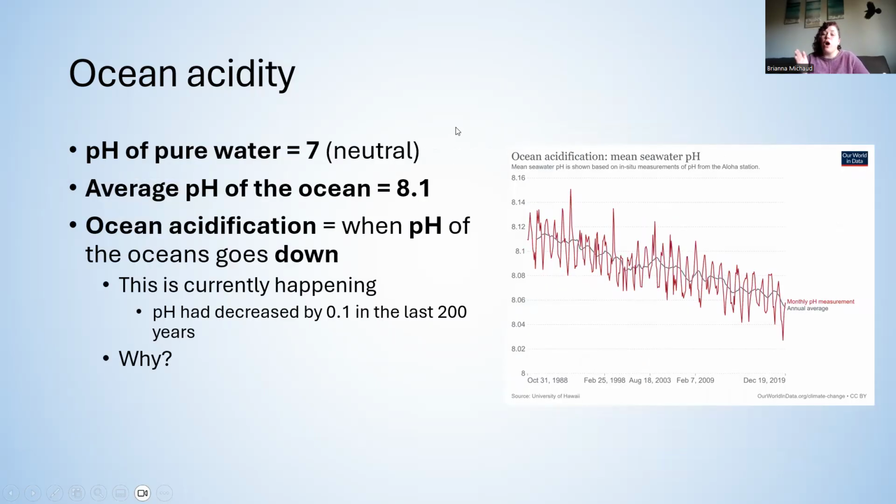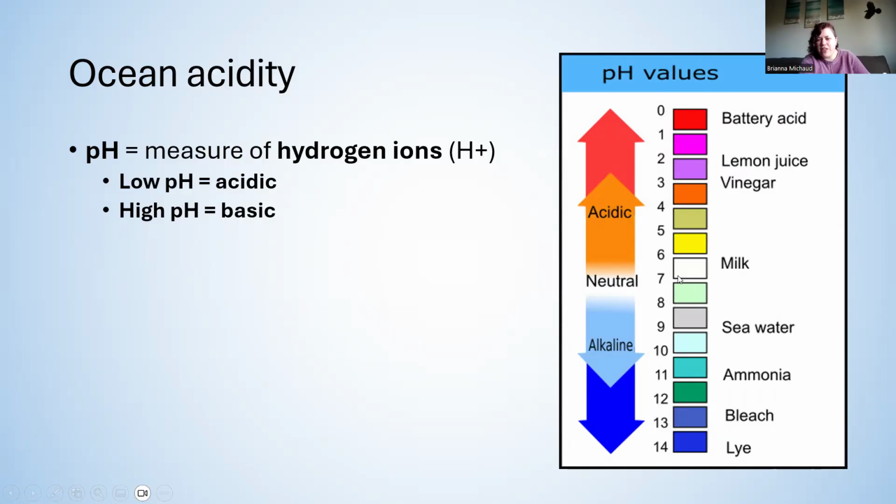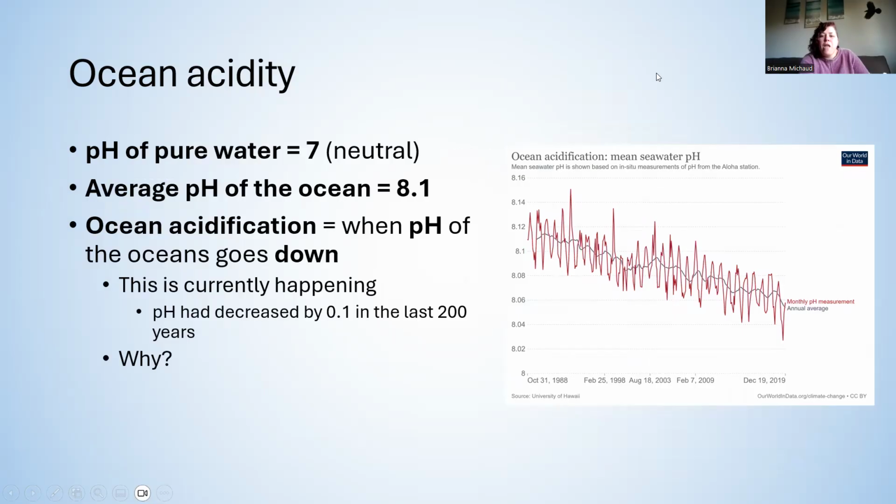Now, the pH of pure water is 7, which we call neutral. That's that value right in the middle of this chart, 7. That's pure water. That's neutral. The average pH of the seawater in the ocean. Oh, I'm sorry. I'm trying to lower my hand. The average pH of the water in the ocean is about 8.1. So you can see it's actually a little more basic than pure water. It's slightly less acidic.